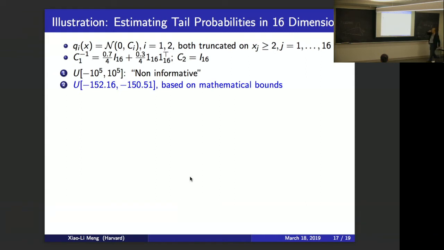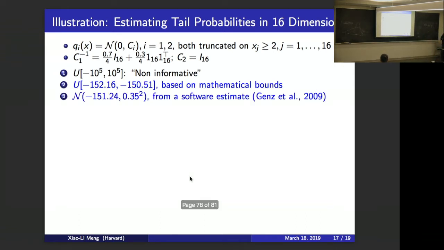So here's what we did. We used a non-informative prior, and we used one based on mathematical bounds. Remember I told you that for this problem you can have mathematical bounds. And then we also used one where we look at some software and get the answers. So now I'm going to do Monte Carlo using the non-informative prior, which is essentially like the original Monte Carlo, and compare it with these to see how much improvement there is, and whether it's worthwhile.